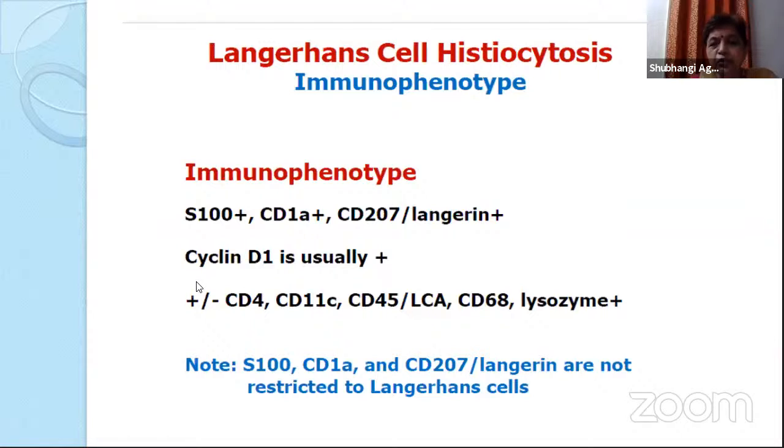Now, the immunophenotype of Langerhans cells is S100 positive, CD1A positive, which I have shown you, CD207, that is Langerin positive, and cyclin D1 is usually positive. What is important is that S100, CD1A, and 207, that is Langerin, are not restricted to Langerhans cells only. They are also positive in other dendritic cells that you have to keep in mind. And because of this, for confirmation of Langerhans cell histiocytosis, we need to do electron microscopy.